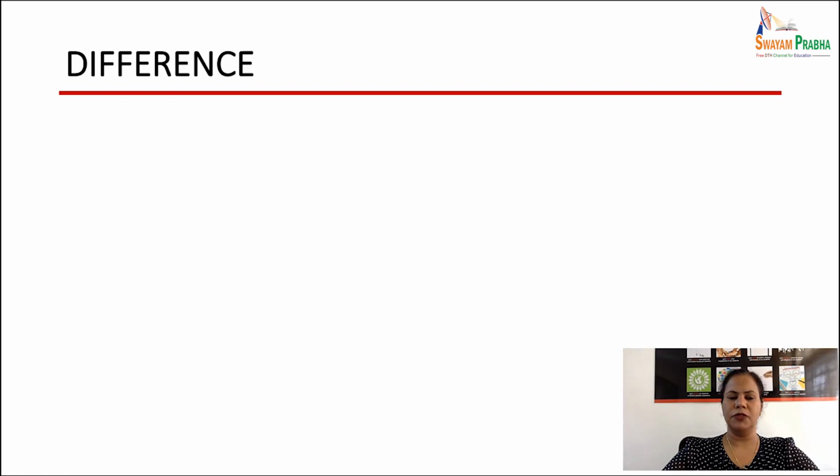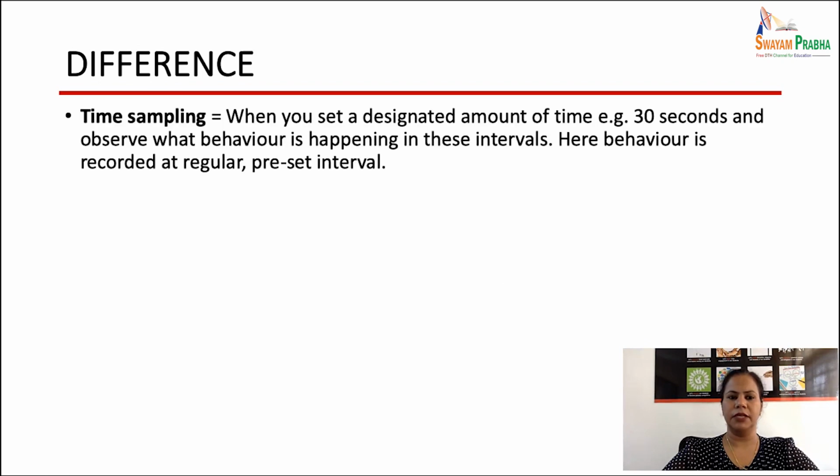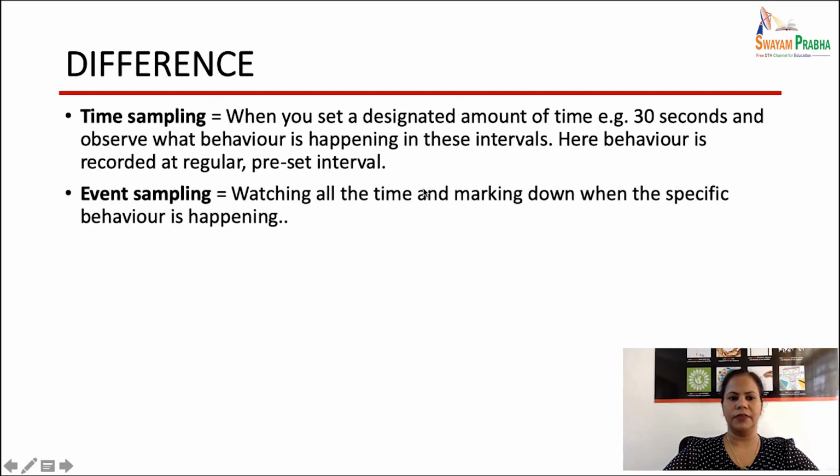Now what is the difference between time and event sampling? Time sampling is when you set a designated amount of time. You decide beforehand that for this much duration you will be observing, and at this time you will be observing. For example, you can decide that for 30 seconds a person will be observed, and whatever behavior is happening in these intervals, you will record at the regular and preset interval.